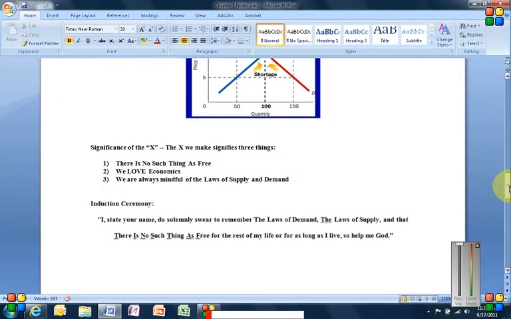All right, raise your right hand. Go ahead. All right, good. I state your name, do solemnly swear to remember the laws of demand, the laws of supply, and that there is no such thing as free for the rest of my life or for as long as I live. So help me God. Congratulations, everybody.